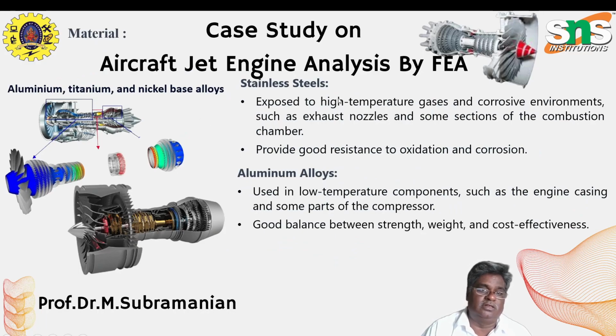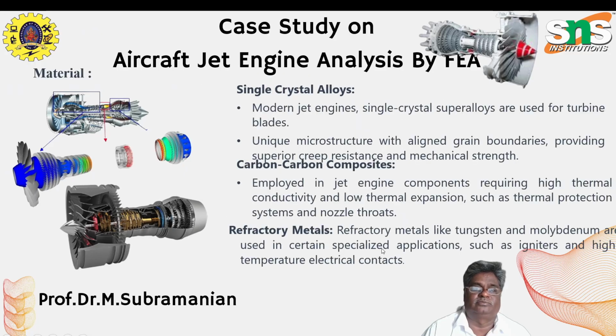Another material used in aircraft jet engines is stainless steel and aluminum alloys. Stainless steel is used where exposed to high temperature gases and corrosive environments, such as exhaust nozzles and some sections of the combustion chamber. It provides good resistance to oxidation and corrosion. Aluminum alloy is used in low temperature components such as the engine casing and some parts of compressors. Aluminum alloys have a good balance between strength, weight, and cost effectiveness.